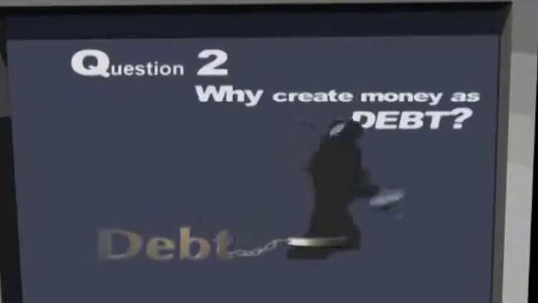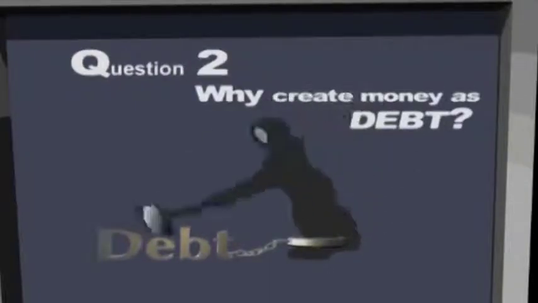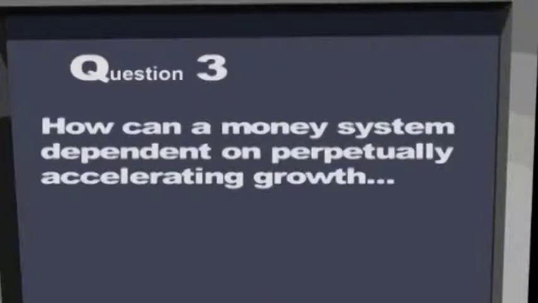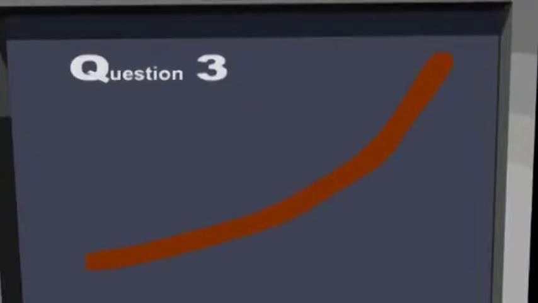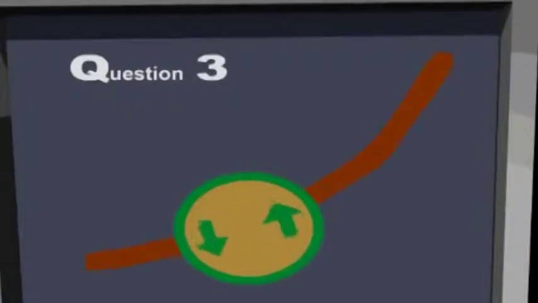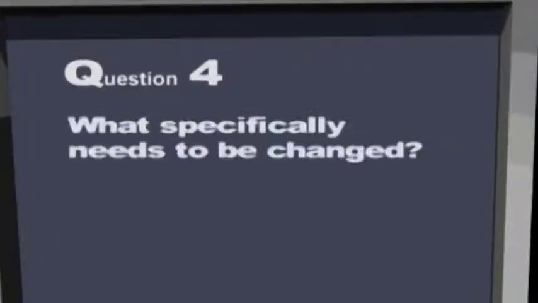And the second big question is, why create money as debt at all? Why not create money that circulates permanently and doesn't have to be perpetually reborrowed at interest in order to exist? The third question, how can a money system that can only function with perpetually accelerating growth be used to build a sustainable economy? Isn't it logical that perpetually accelerating growth and sustainability are incompatible? And finally, what is it about our current system that makes it totally dependent on perpetual growth? What needs to be changed to allow the creation of a sustainable economy?